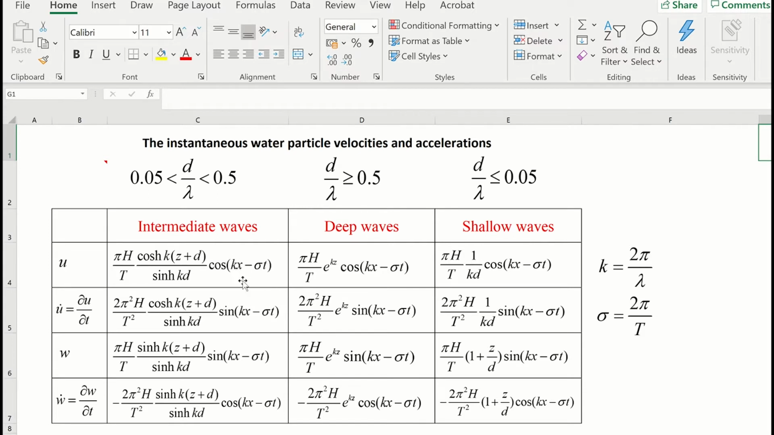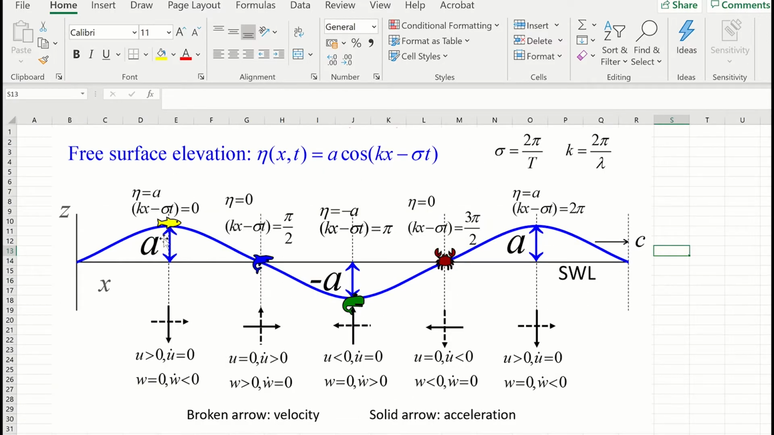The expression in brackets, which is kx minus sigma t, changes from 0 to 2 pi, depending on what is specifically above the point of interest. For example, if we have a crest, we know what this expression in brackets is equal to. When we have wave crest above the point of interest, the expression in brackets is equal to 0. When we have wave trough, the expression in brackets is equal to pi, and so on.